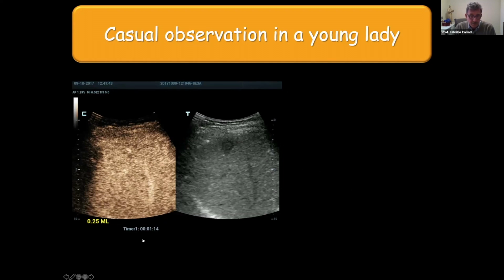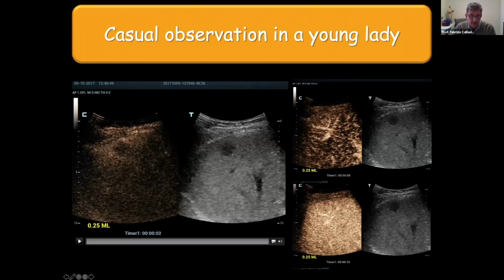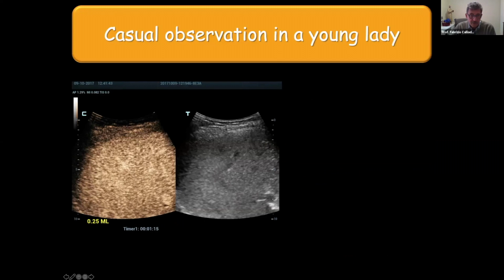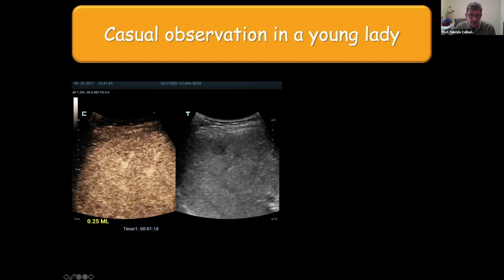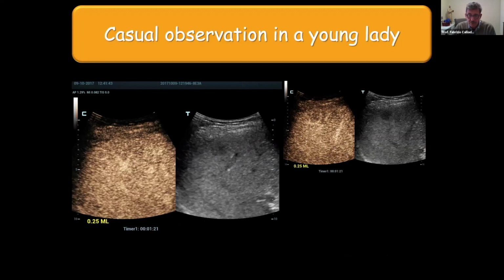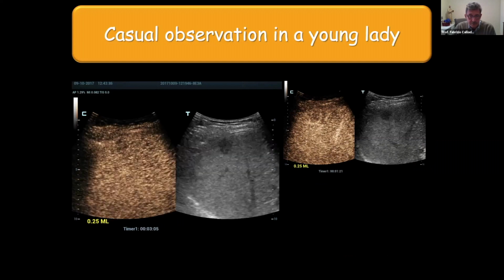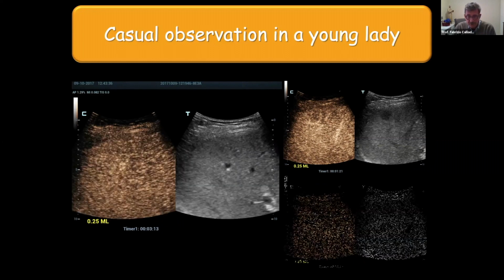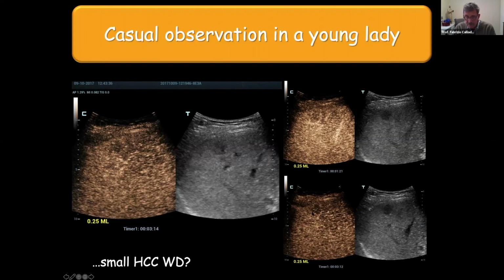But at 1 minute, you see subtle washout there, 1 minute 21, and a small amount of washout at 3 minutes here. So the lesion has some sort of washout. So we were thinking, in a patient with no chronic hepatitis, but an Asian lady, of a well-differentiated HCC.